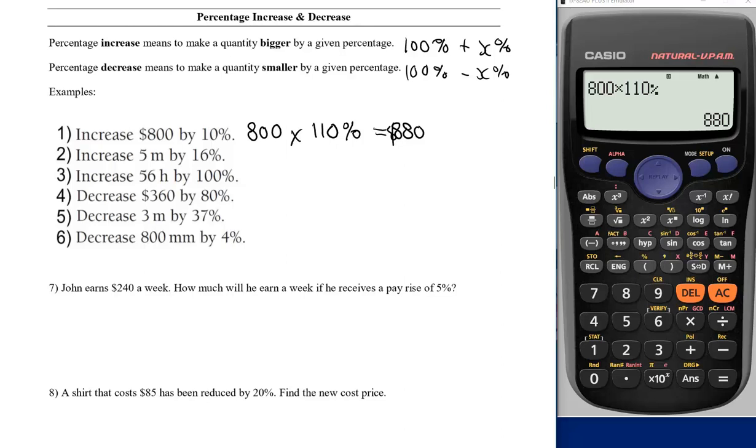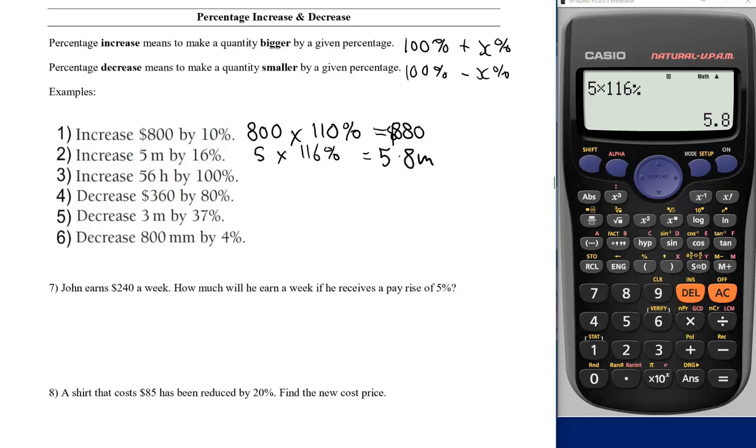Okay, so example 2, increase 5 meters by 16%. So that's going to be 5 times 100 plus 16, which is 116%. So in our calculator, we go 5 multiplied 116. Now don't forget, add the percentage sign and press equals, and we get our new value. It's going to be 5.8 meters.